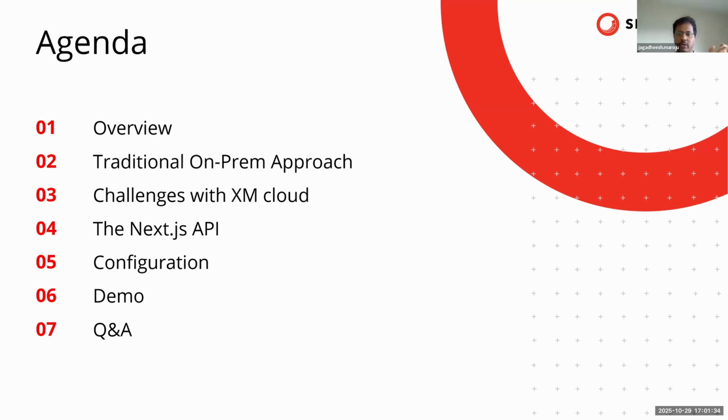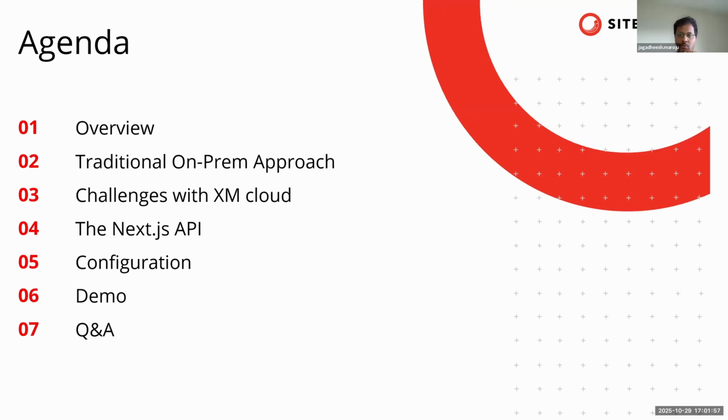I'll give a quick demo of that API in action, like how we can push the content using the API, with all the Sitecore content items or a single item and all that stuff. And also we'll dig into the key features of that API, like what it actually enables us to do. And finally, Q&A.